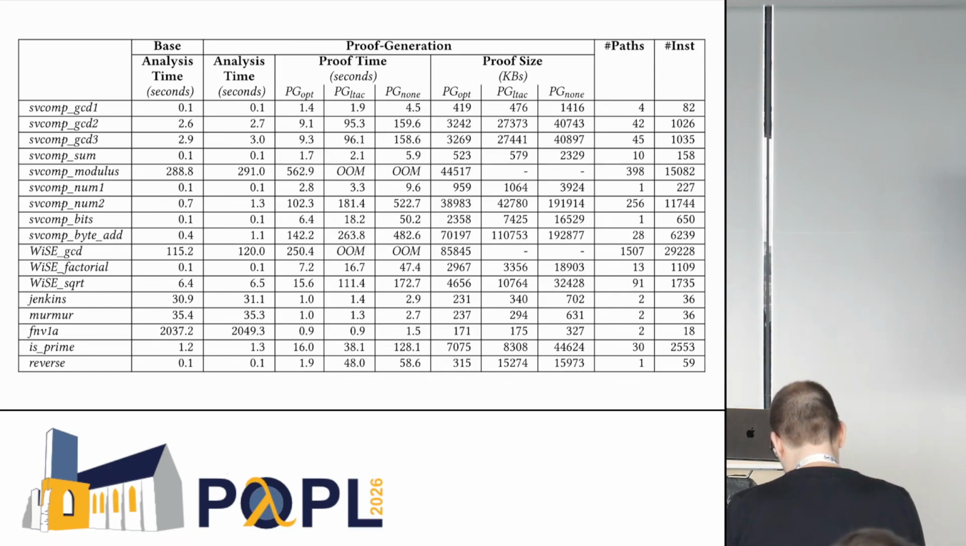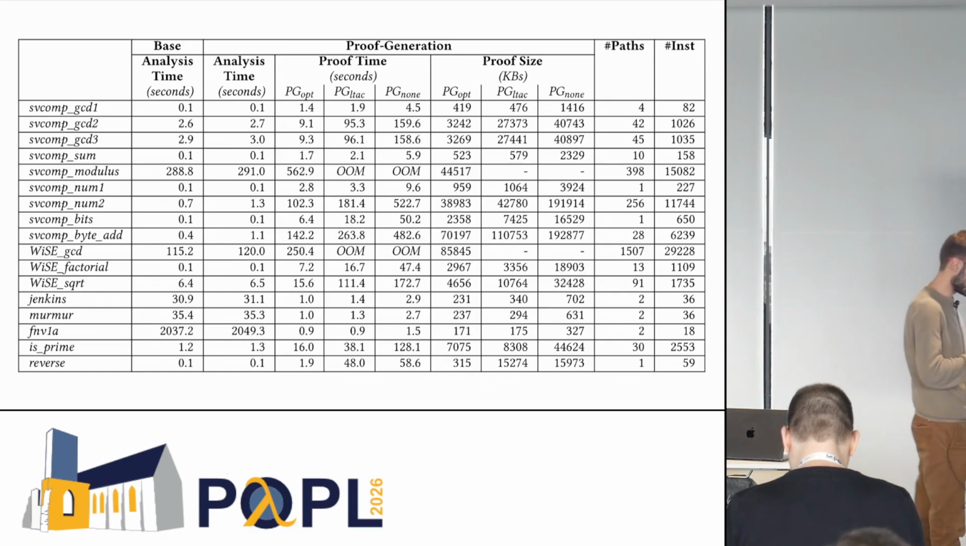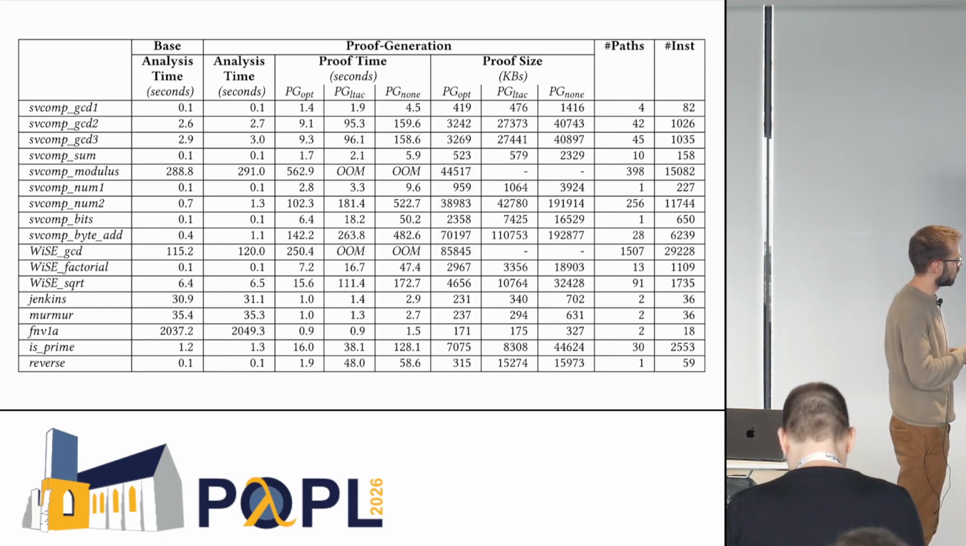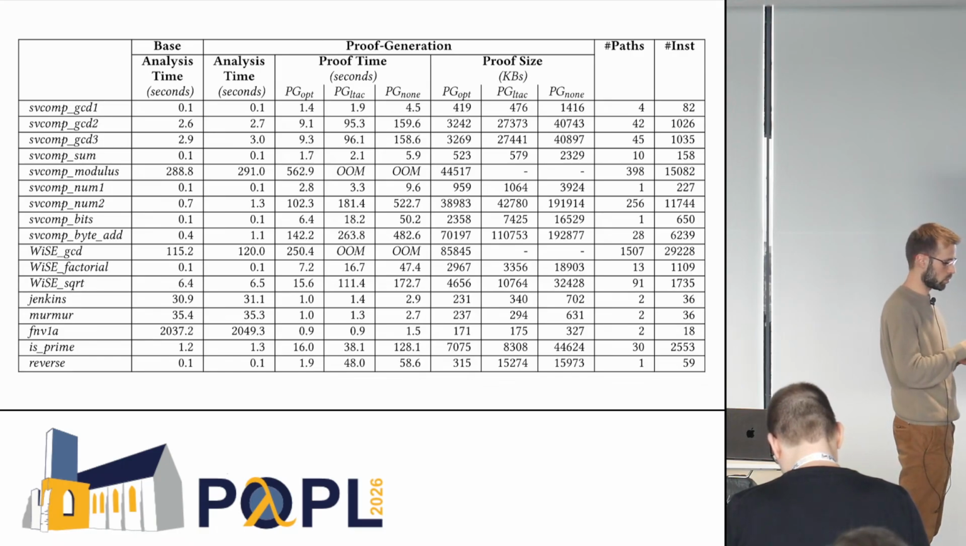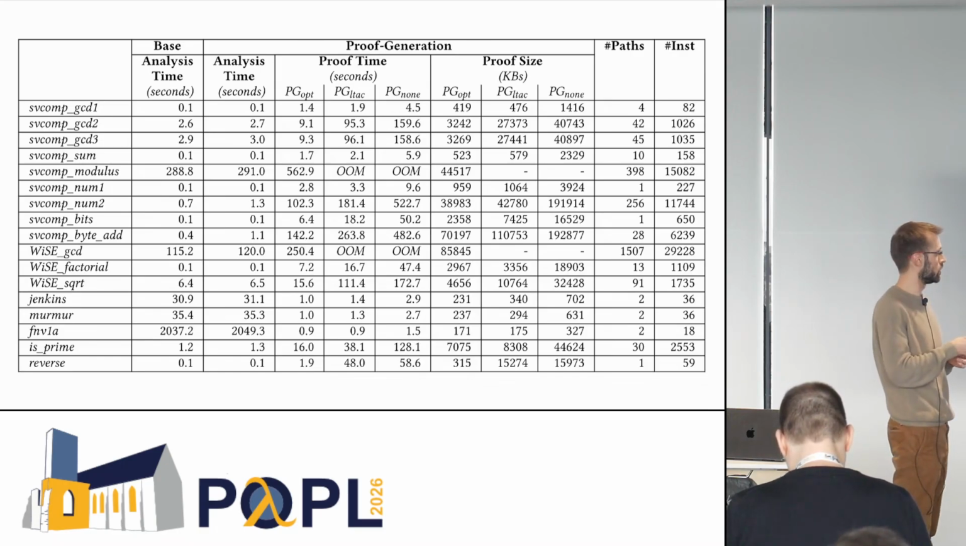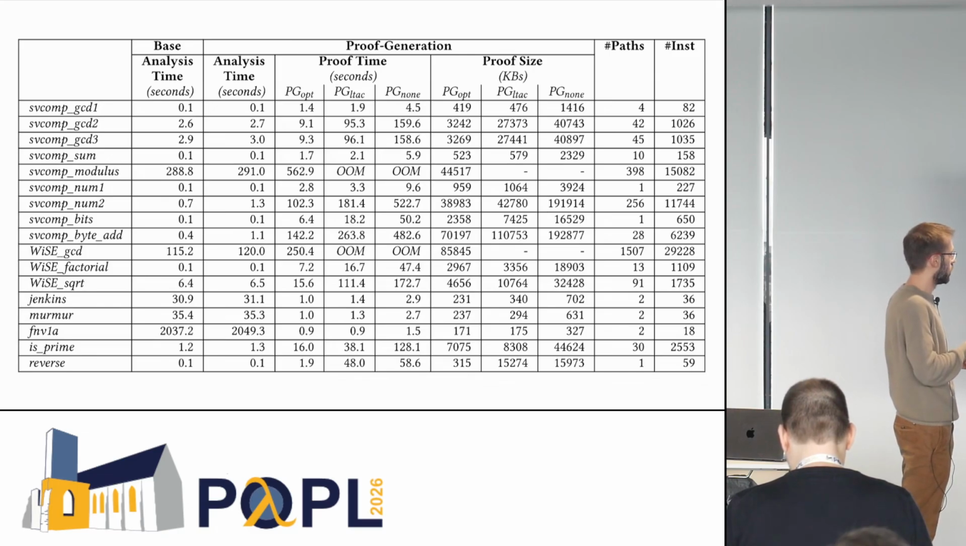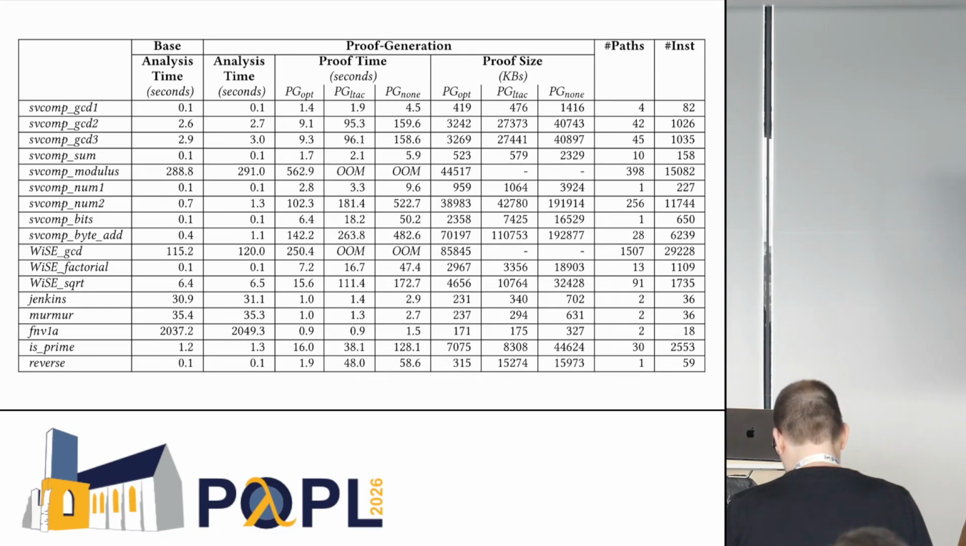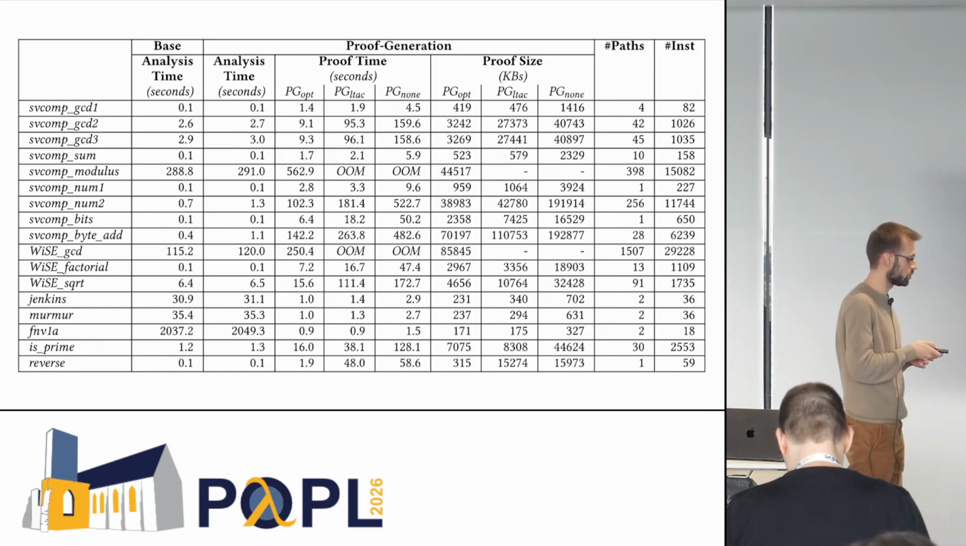This column is the most optimized mode, and this one uses none of the optimizations. So you can see that there is a big difference in both proof size and proof time. And actually, in some of the cases, we even ran out of memory when we tried to compile the proof. So these optimizations are essential to make things work.